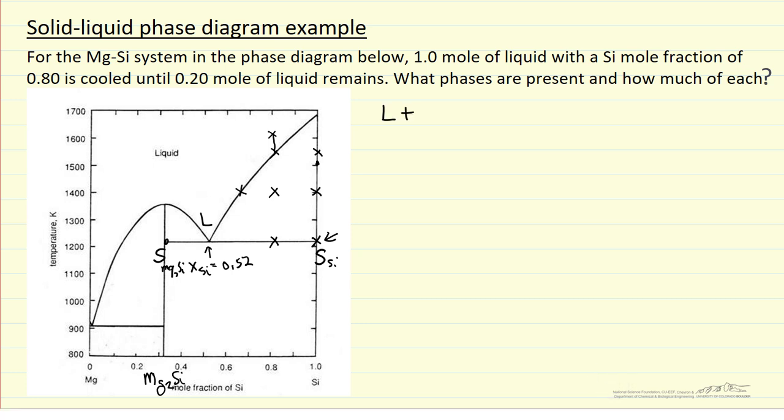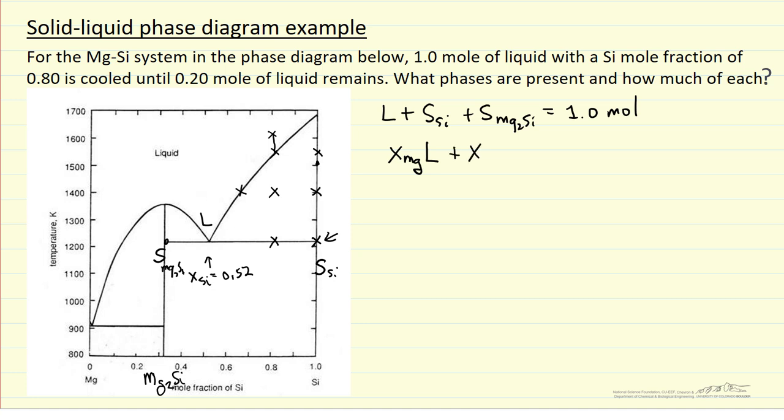The amount of liquid plus the amount of solid silicon plus the amount of the compound must add up to the 1 mole that we started with. And we can also do a balance on the Mg. So the mole fraction of Mg in the liquid phase times the number of moles of liquid, plus the mole fraction of Mg in the solid phase, the compound, times the number of moles of the solid Mg2Si, has to equal the number of moles of magnesium that we started with.